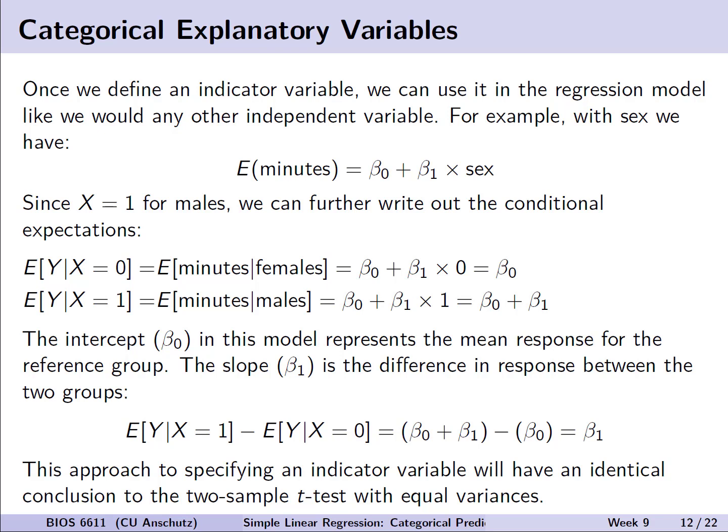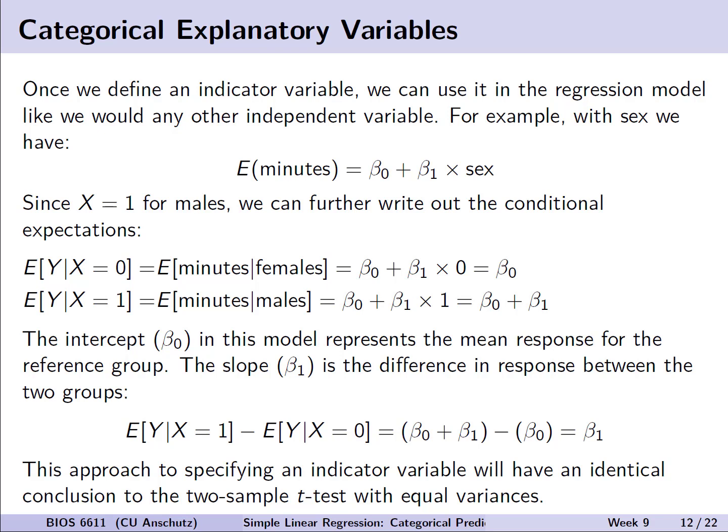Before actually getting to the results of our simple linear regression, it's also helpful to delve a bit into the statistical weeds for what this represents. Once we've defined that indicator variable, we can really just use it in our regression model like we would any other independent variable, whether it's continuous or categorical. For example, with sex, we might have the expected number of minutes it takes equal to beta naught plus beta 1 times sex.